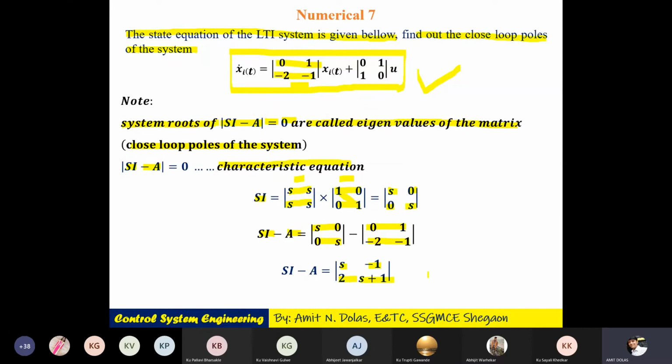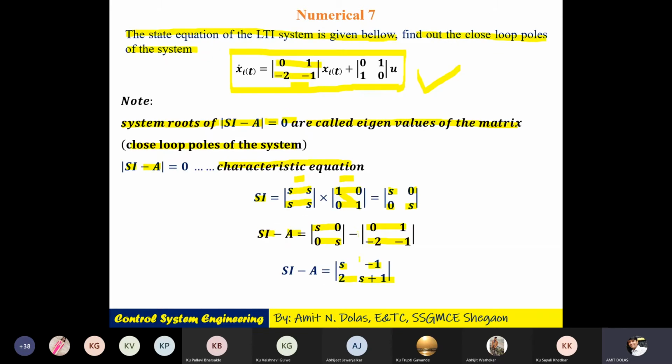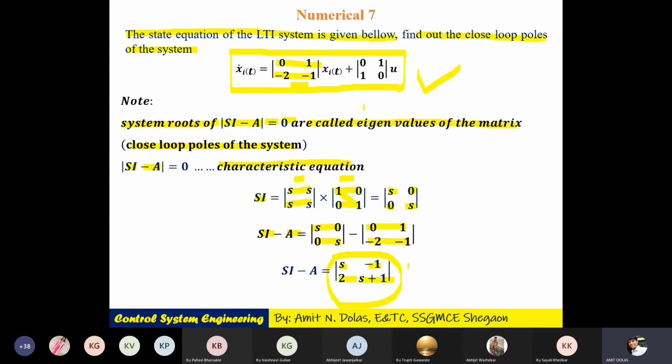Now this matrix equal to 0 is nothing but what we wrote here: SI minus A equal to 0 is the characteristic equation. So we perform the operation on this matrix to get the characteristic equation. It is nothing but S into S plus 1.